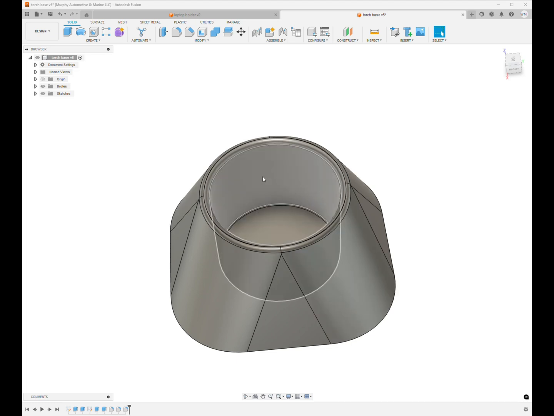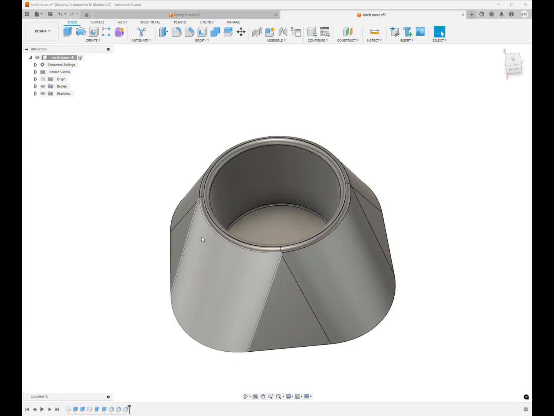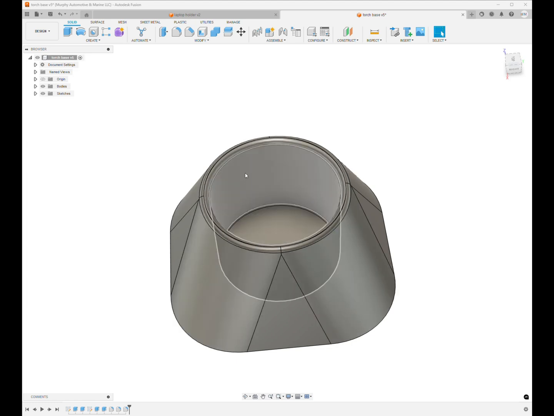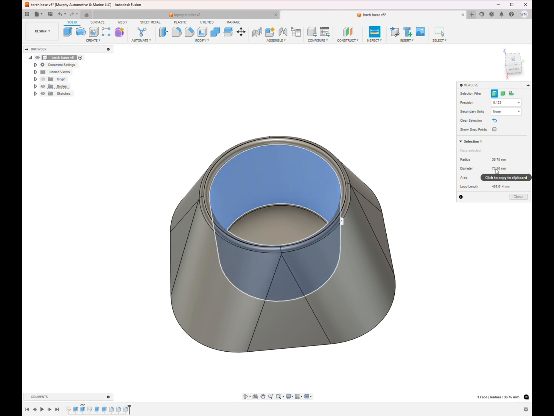When I originally designed this torch base mount, I made my measurement off the bottom of the tank, which was about 72 millimeters in diameter, 72, 72 and a half. And I made this circle here 73 and a half millimeters so that I have a little bit of clearance. But the tank gets a little bit wider as soon as it gets above the bottom 10 millimeters or so. It's because there's a little pressed on cap.